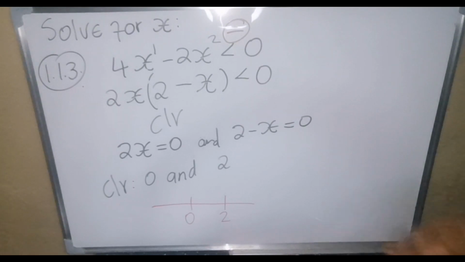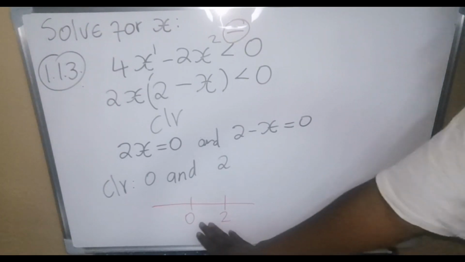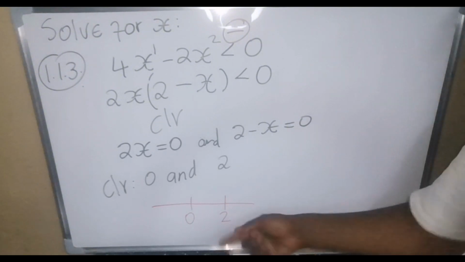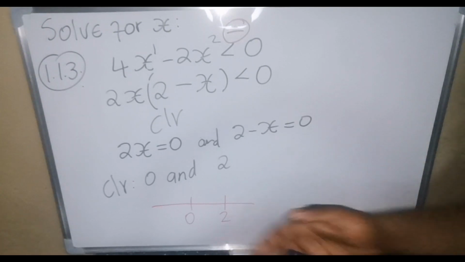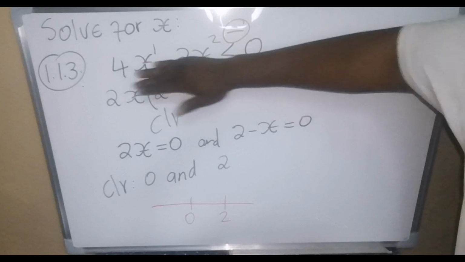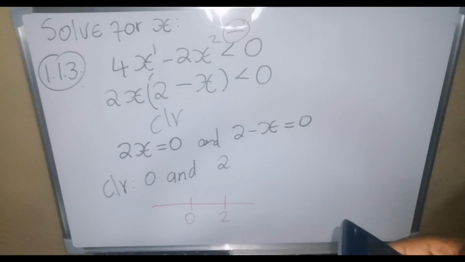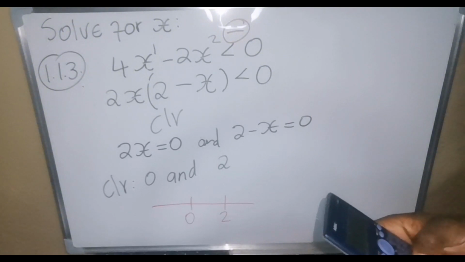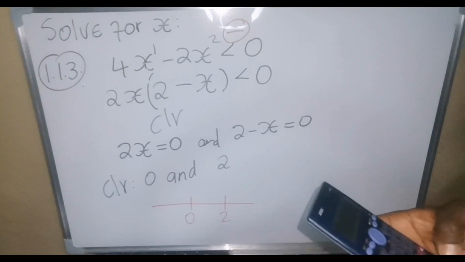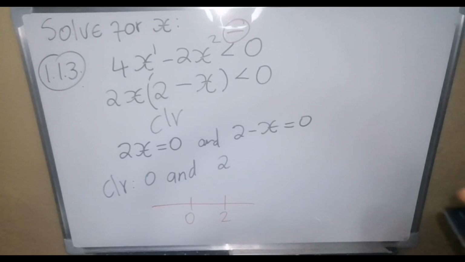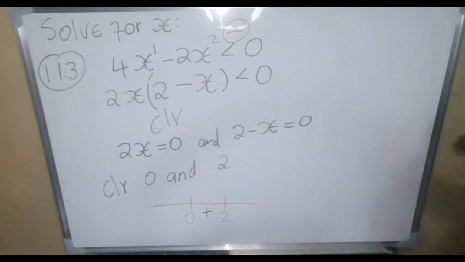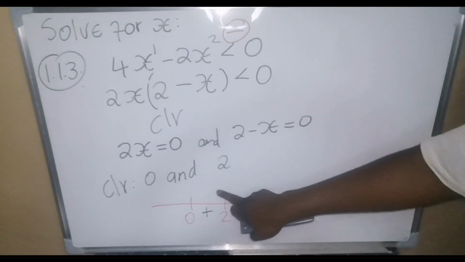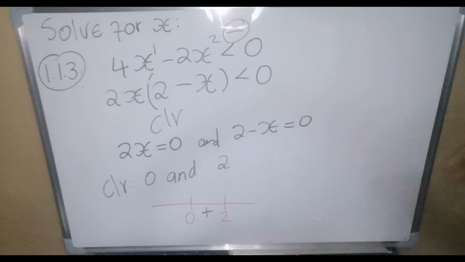Now, I'm going to take any value that is in between 0 and 2. Which values are between 0 and 2? We've got 1, and here we can use 1 for example. Let us put 1 where you see x in this expression. It will be 4 times 1 minus 2 times 1 squared. The answer is 2, which is positive. We just check the sign only. Therefore, our solution is positive, but we want negative. So our solution will not be in between 0 and 2.